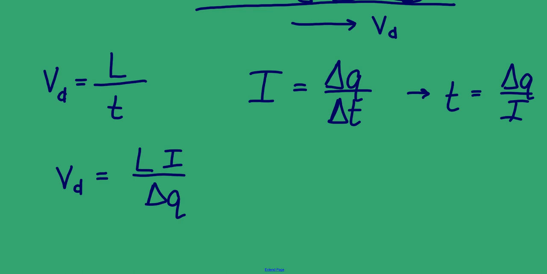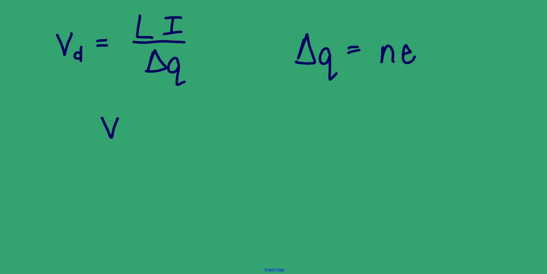Now, I'm going to use an expression for charge. How much charge travels really depends on my material. And I could express that as the number of charges, or number of electrons really, times the charge on a single electron. So if I plug that in, I find out my drift speed is equal to the length of my conductor times the current in my conductor divided by the number of charges times e.